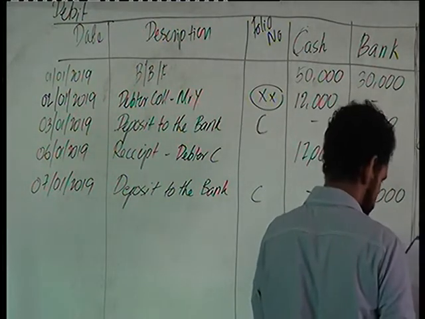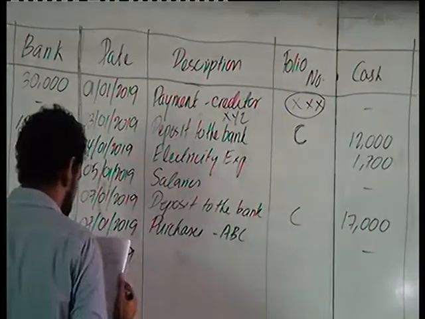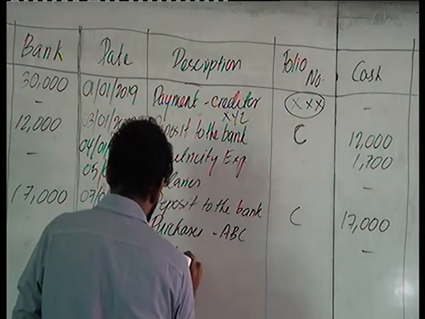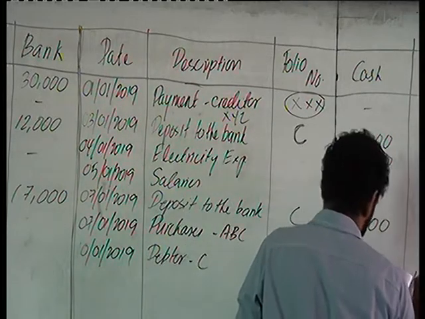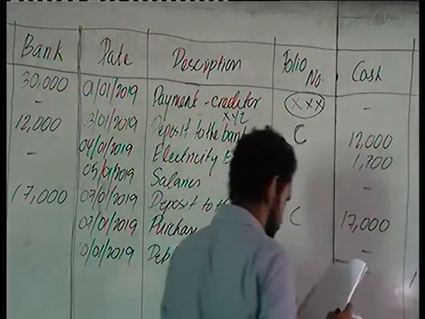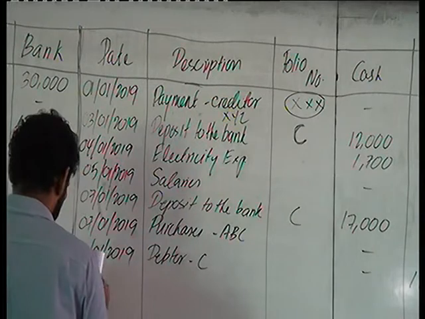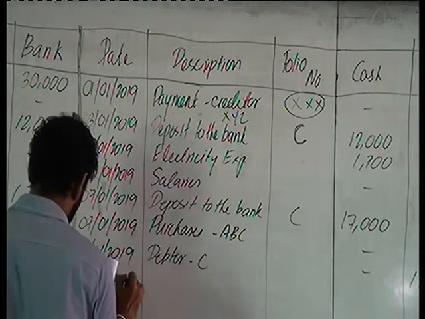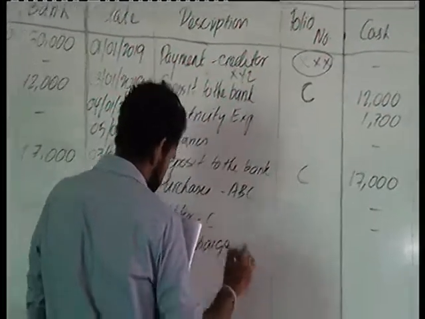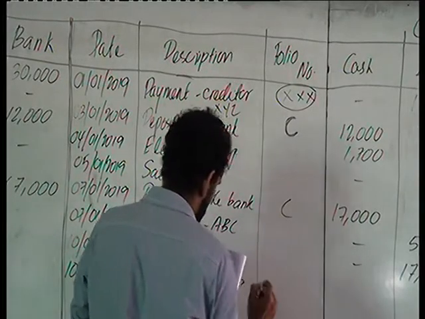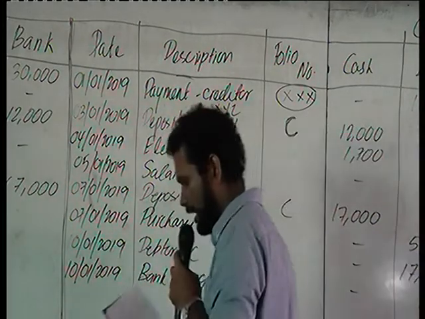So then on 10th January 2019, reversal, that is debtor C. Debtor C, 17,000 will be reduced from the bank. And also there had been a charge, dishonored charge. So on the same day, 10th January 2019, bank charge expense. Bank charge expense, dishonored check of 350 has to be deducted from the bank.